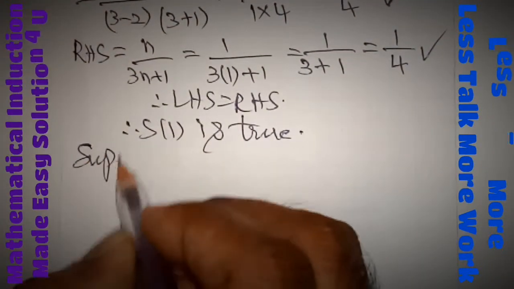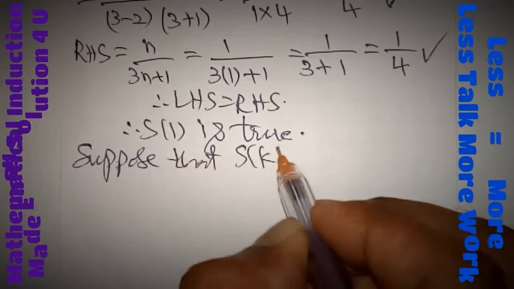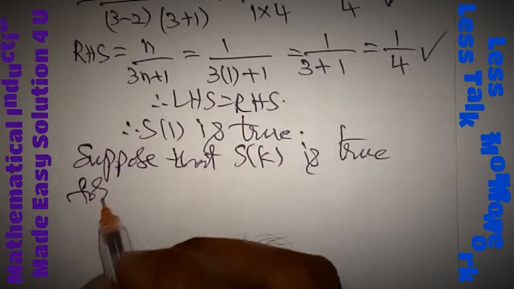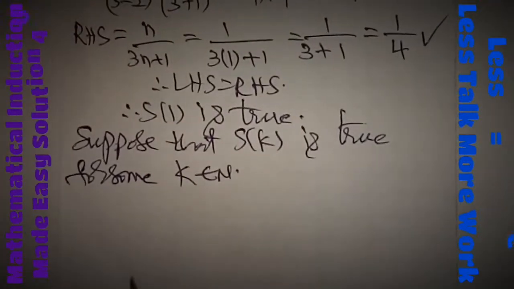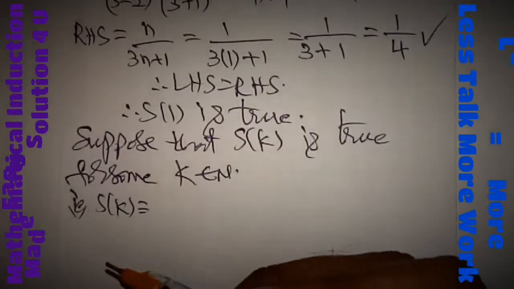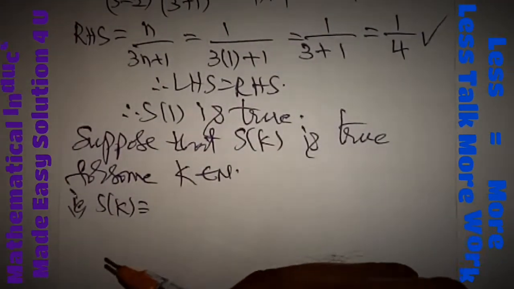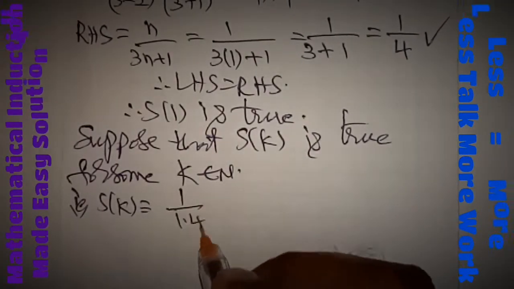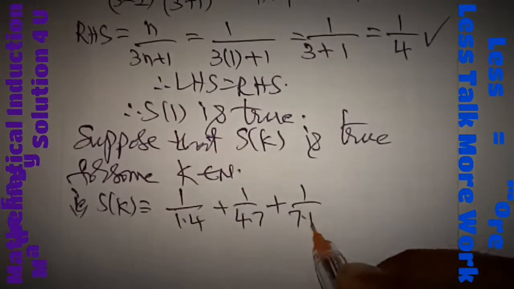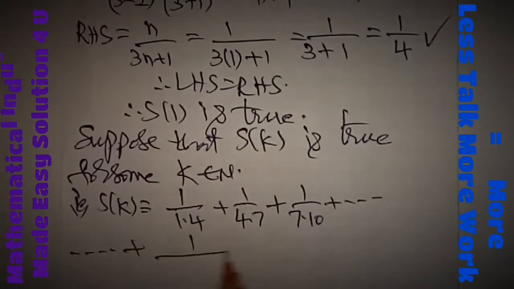Second step means suppose that S of k is true for some k belongs to N. That is, S of k means, after getting the nth term, we have taken the complete statement S of n. So in that statement you can substitute n is equal to k. That is 1 by 1 into 4 plus 1 by 4 into 7 plus 1 by 7 into 10 plus and so on, plus 1 by, n is equal to k.